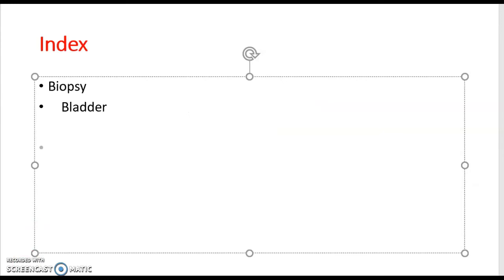So what is my main term in the index that I should be looking for? Remember, what did the doctor do? Biopsy. Once I find the biopsy in the index, I will look for the subterm bladder. Okay, so let's do that.